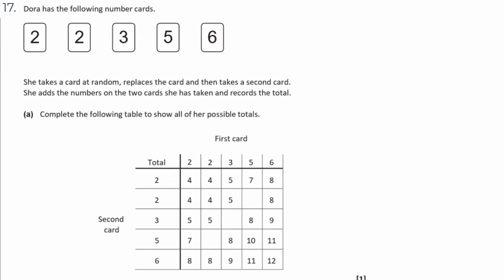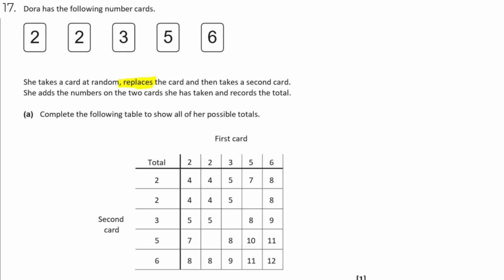Dora has the following number cards. She's got a 2, 2, 3, 5 and a 6. She takes a card at random, replaces the card and then takes a second card. So this is independent probability. She replaces it, and that's an important consideration. For every selection, first and second, she's got the same possibility of picking all 5 of those cards.